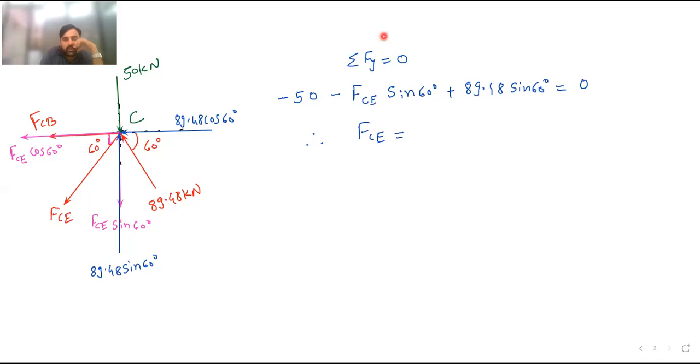Roll number 40, can you repeat the answer? What is the force in member CE? Minus 31.74 kilonewton. Look, the answer has come minus again. Okay, so here I will write FCE is equal to 31.74 kilonewton compressive. It is not tensile, it is compressive.